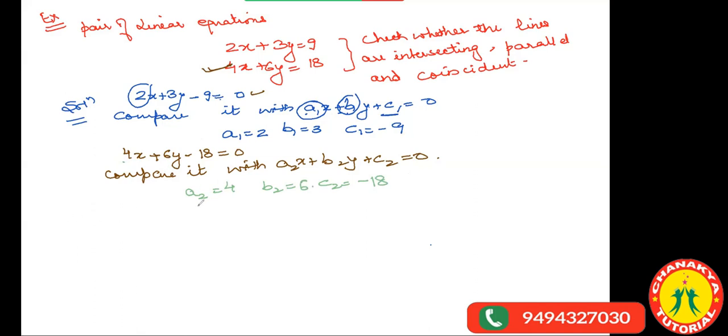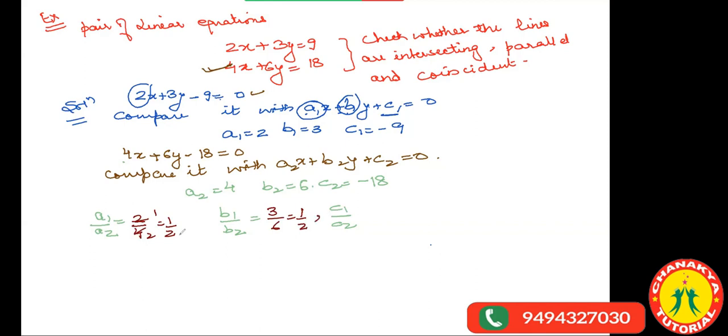Next, children, the next step will be that you have to find ratios: A1 upon A2, then B1 upon B2 and C1 by C2. So, Aman, tell me the ratio A1 by A2. 2 by 4, which is 1 by 2. Then B1 by B2? 3 by 6, which is also equal to 1 by 2.